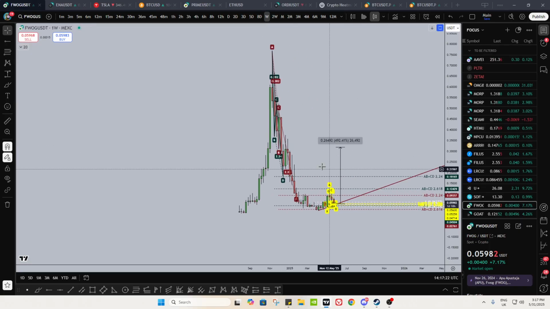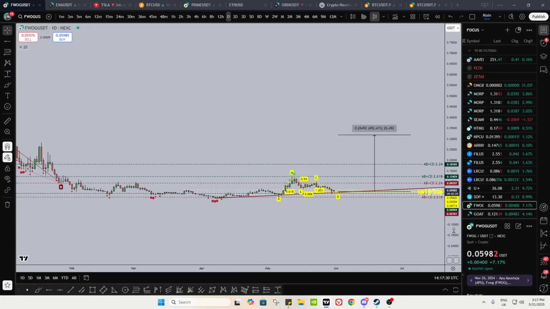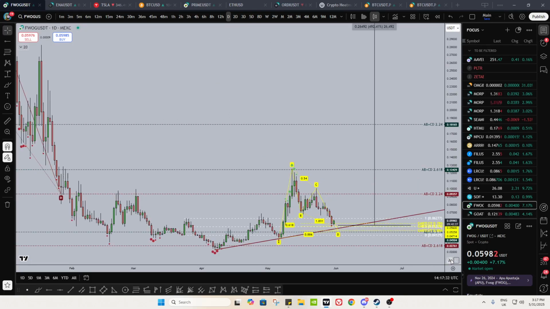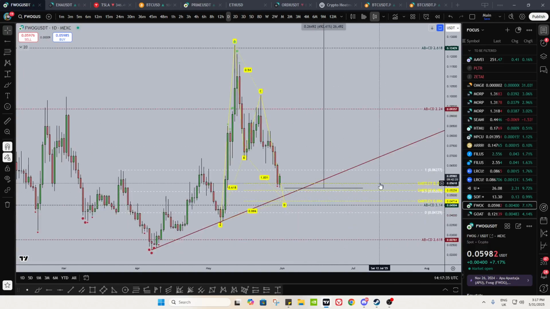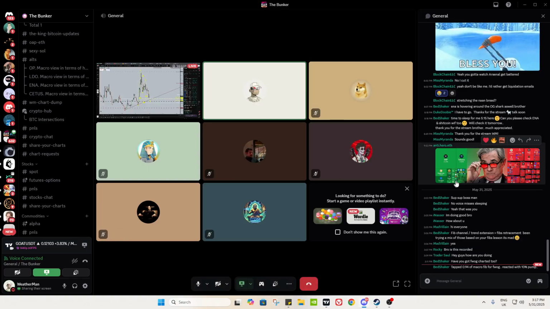But yeah, with these, it's risky. Of course, it's risky, but trading's risky inherently. So as long as you manage your risk, that's the important thing. It doesn't matter what risky asset you trade. The main thing is, can you manage your risk, right? But yeah, Fog looks good at those areas.